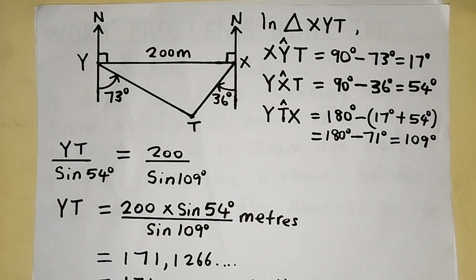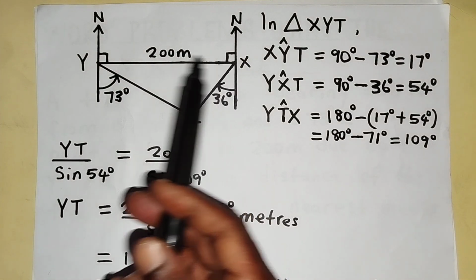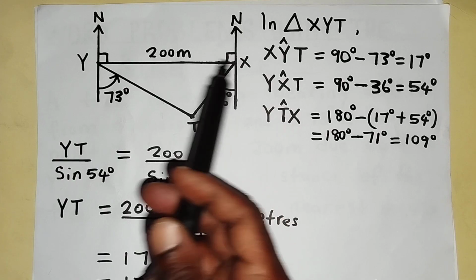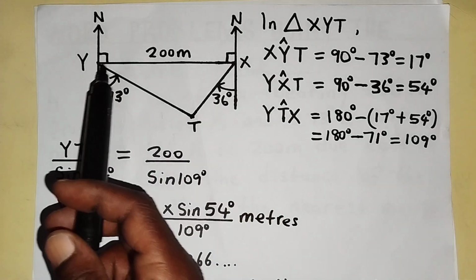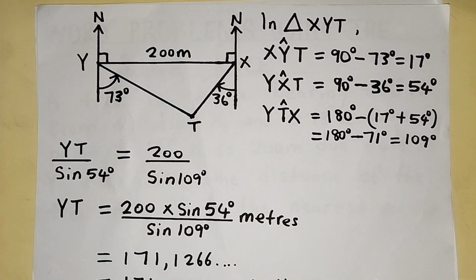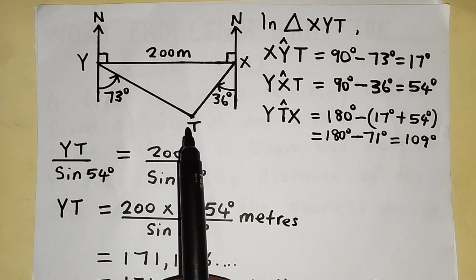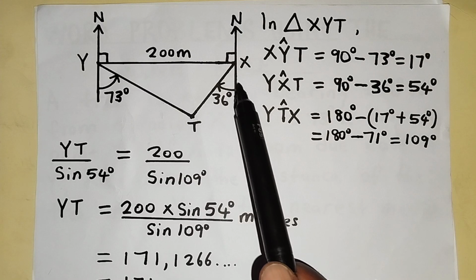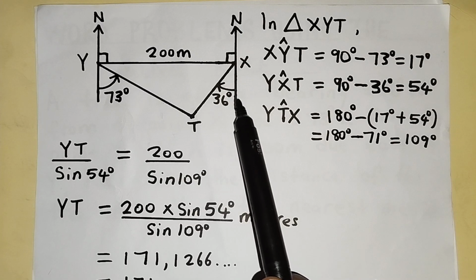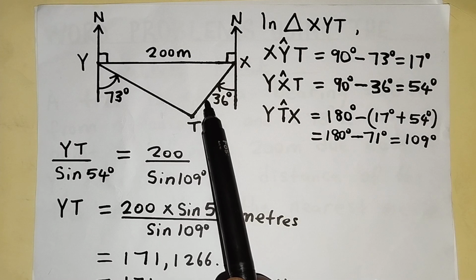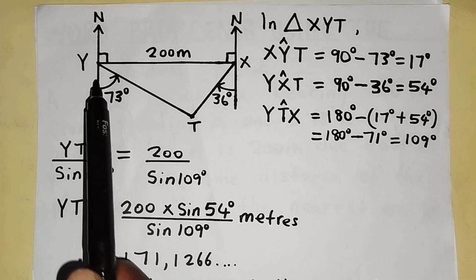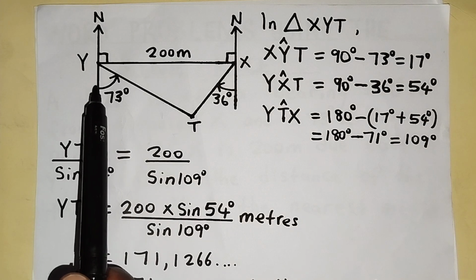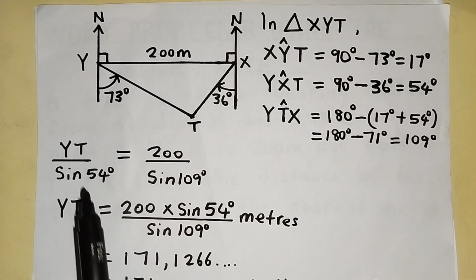So let us look at the diagram which we have here. This is our point X and Y. X is due east of Y, or to the east of Y. And between X and Y, there are 200 meters. This represents our tree. So from X, the bearing of the tree is south 36 degrees west. And from Y, the bearing of the tree is south 73 degrees east.